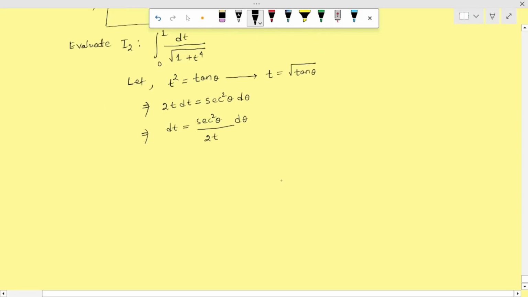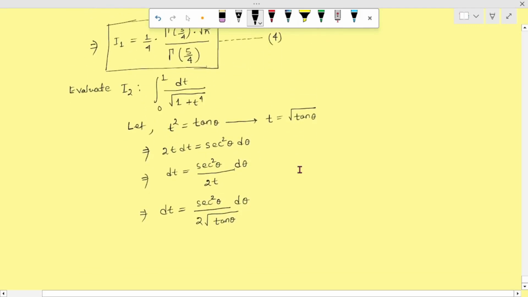Here the t value we found is root over of tan theta. I am going to substitute over here. Then dt we found is sec square theta by 2 into root over of tan theta d theta. So here we found the dt value. Now we are going to check the limit.